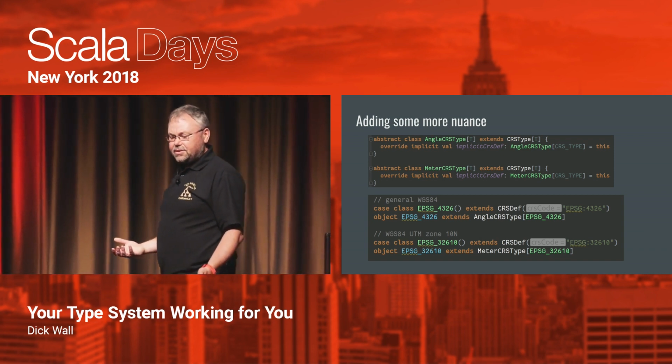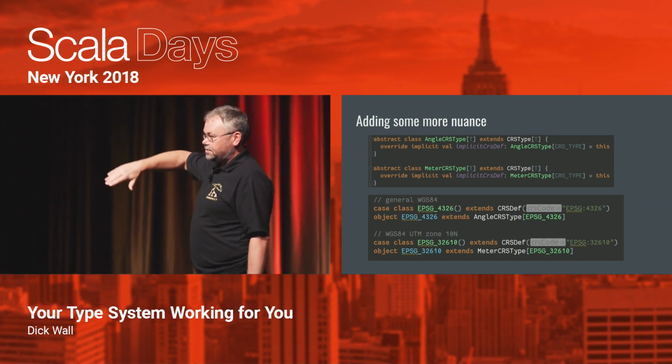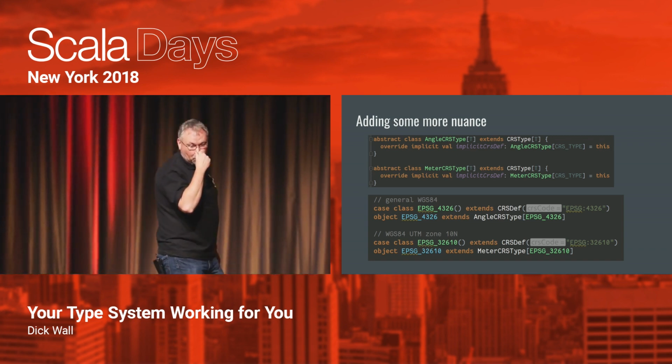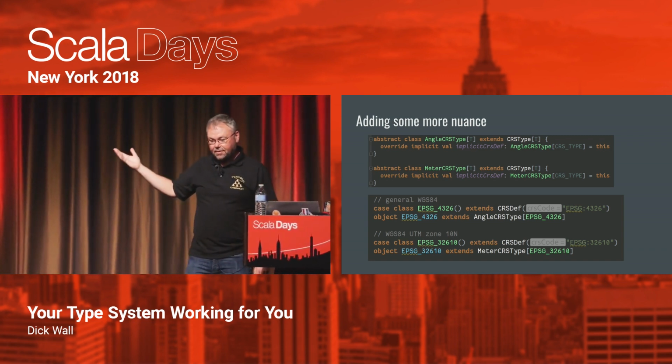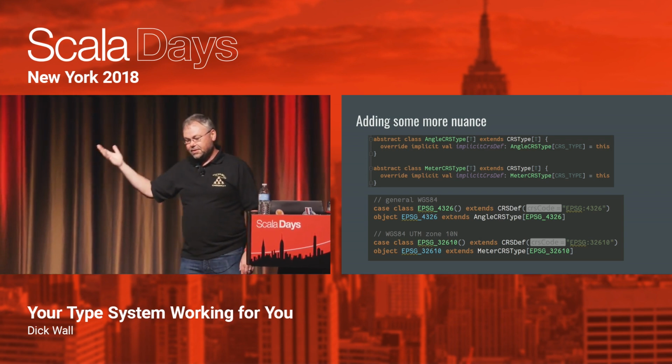And so what we can do instead is introduce some new abstract classes in there, and we can say, oh, I nearly did a Martin again. It's easy to do, anybody who's wondering. So we can say there's an angle CRS type and a meter CRS type, and they are both CRS types. And then when we define these things, we would say 4326 is an angle type, 32610 is a meter type.